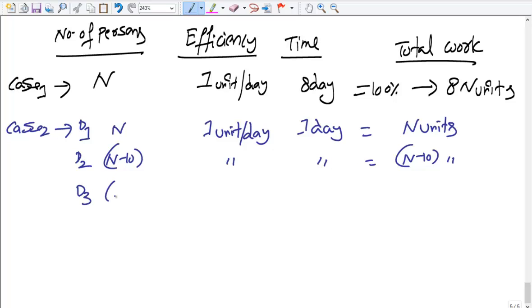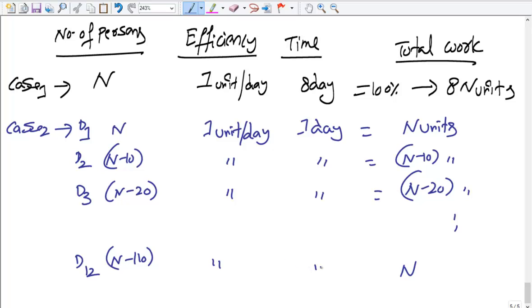On day number 3, another 10 will leave the work, so it's going to be n minus 20, and like this it reaches day number 12, that's going to be n minus 110 units. Now the total work is completed. Now the total work is 8n units. So 8n is equal to n plus n minus 10 and so on up to n minus 110.